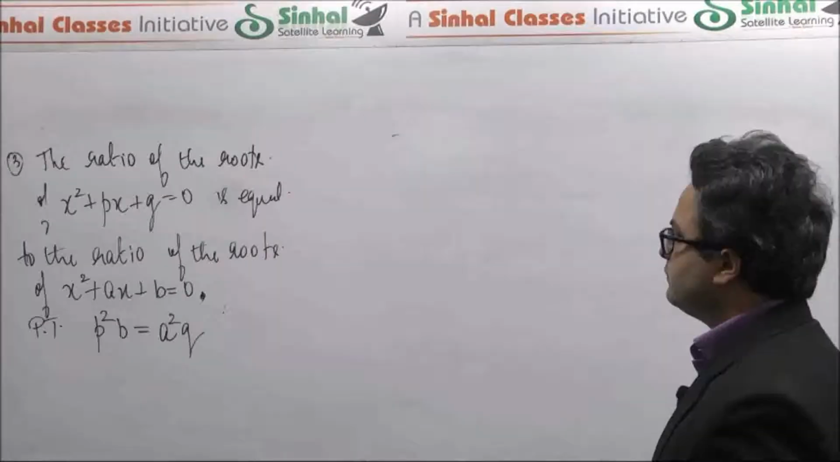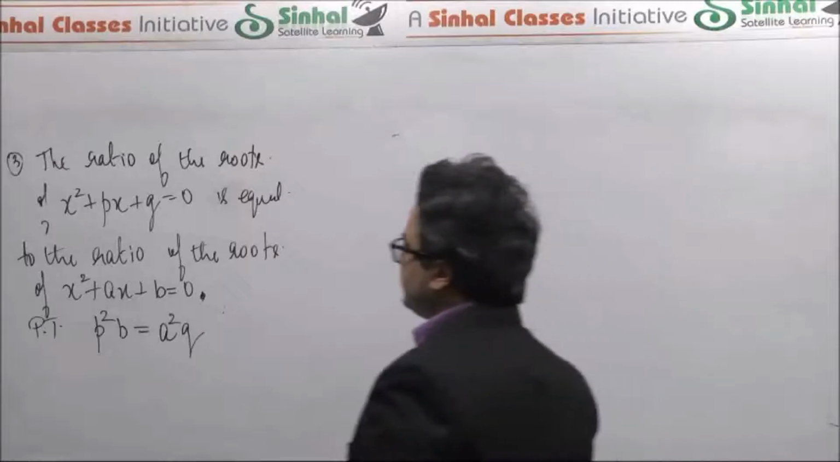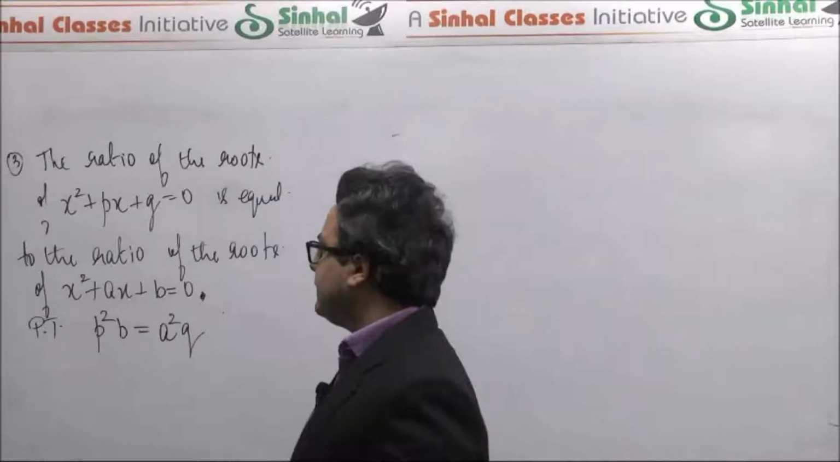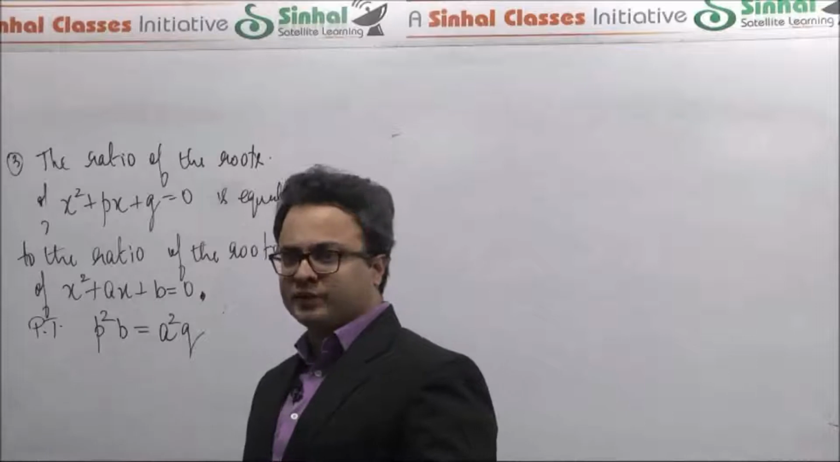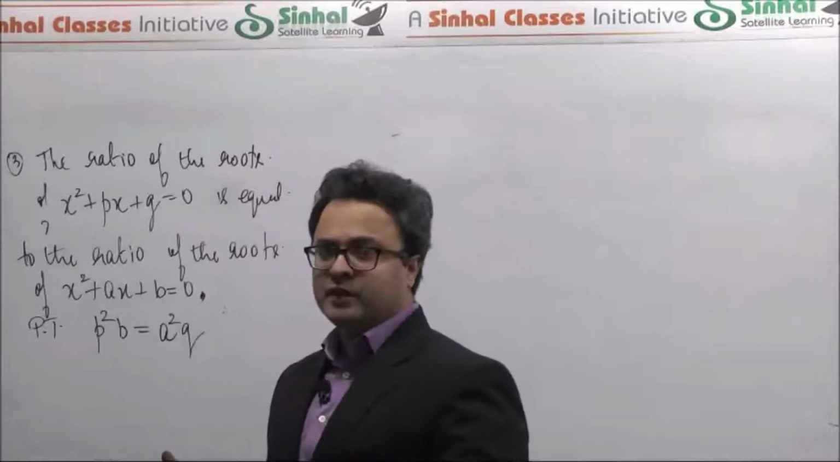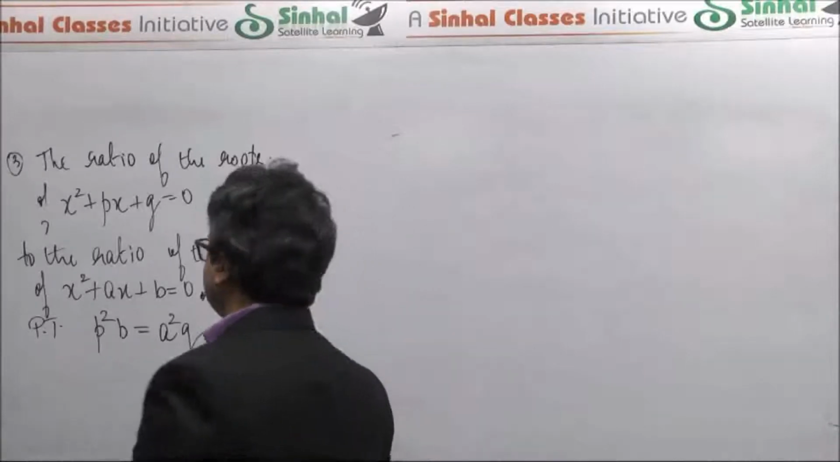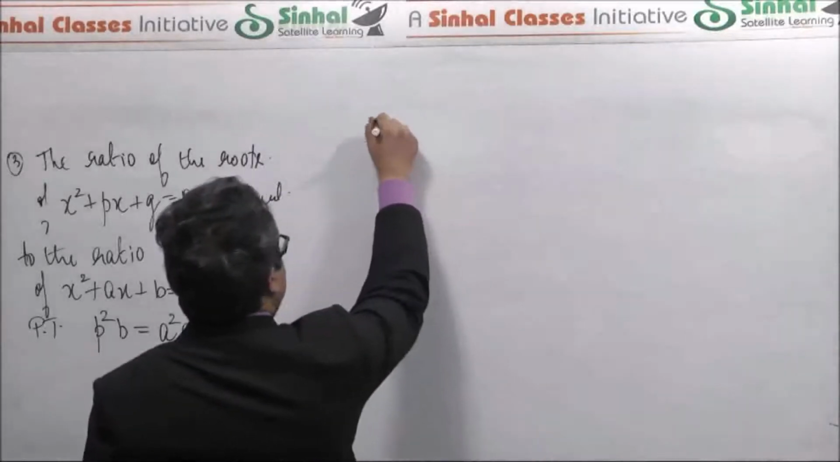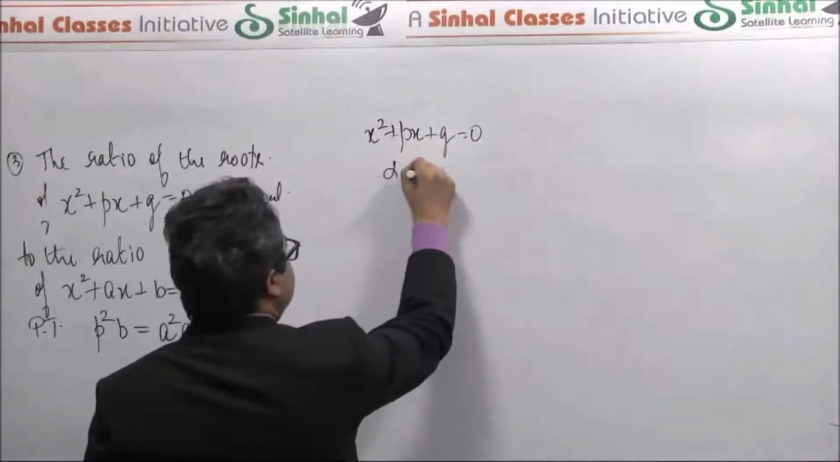Which gives us that a plus b. In this problem we've been given two quadratic equations, and what's been given to us is that the ratio of the roots of both the equations happens to be the same. So again, suppose this has roots alpha 1, beta 1.